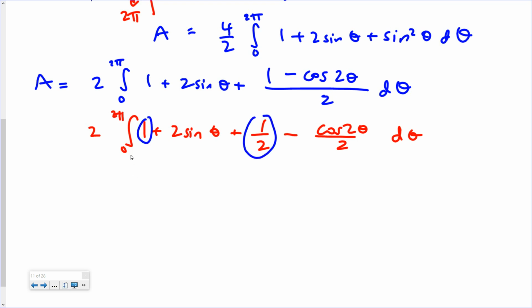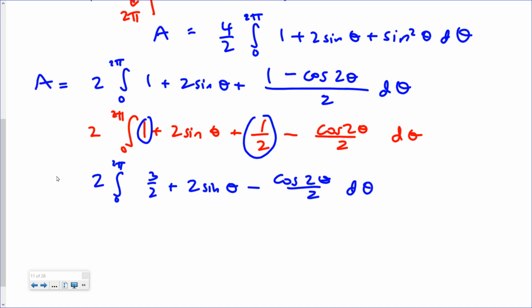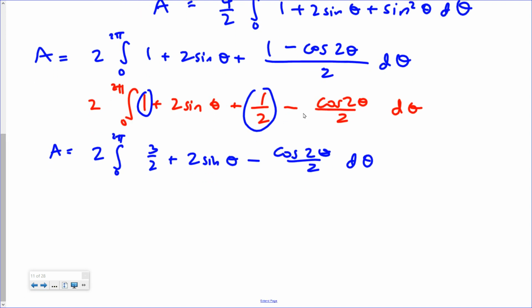Now, you don't have to add these together, but it's a lot easier if you add these together. So this would be 2 from 0 to 2 pi, 3/2 plus 2 sine theta minus cosine 2 theta over 2 d theta. Okay, are you guys with me so far? And I have to admit, not everyone sees that you have to add the 1 and the 1/2. And if you don't, you'll get the exact same answer. So it's not a big deal if you don't add the 1 and 1/2. But for sure, you need to break up this fraction into 2 fractions.